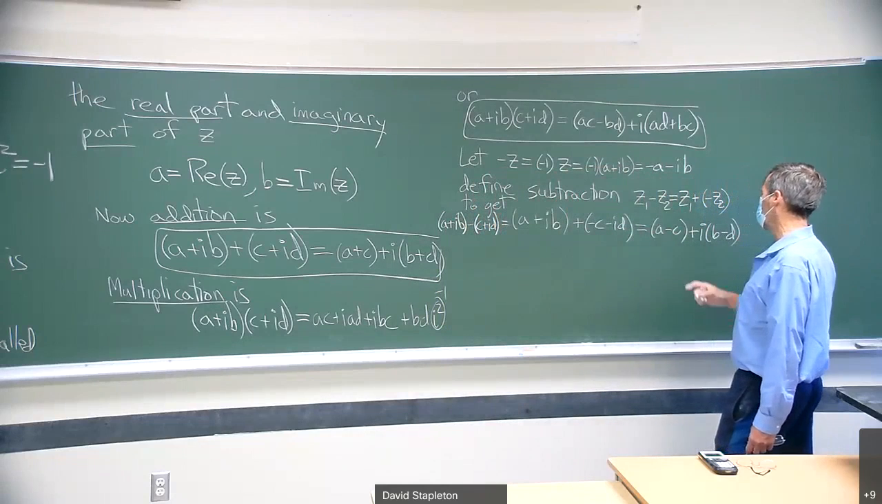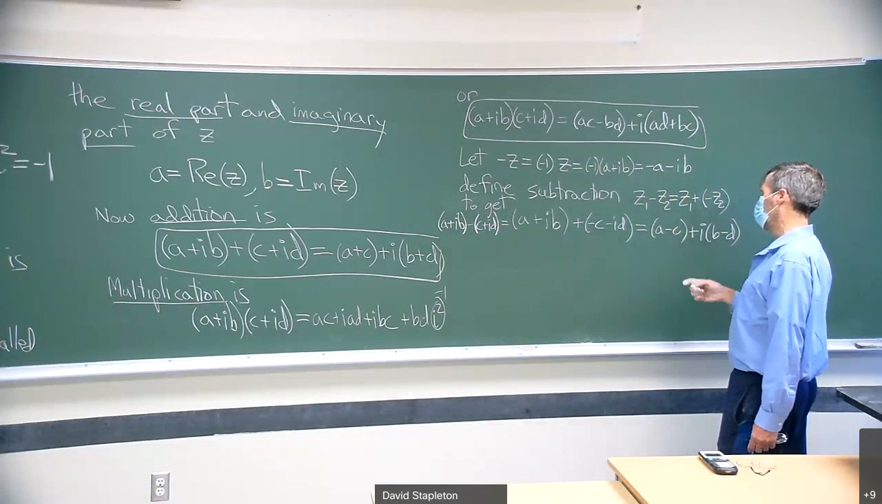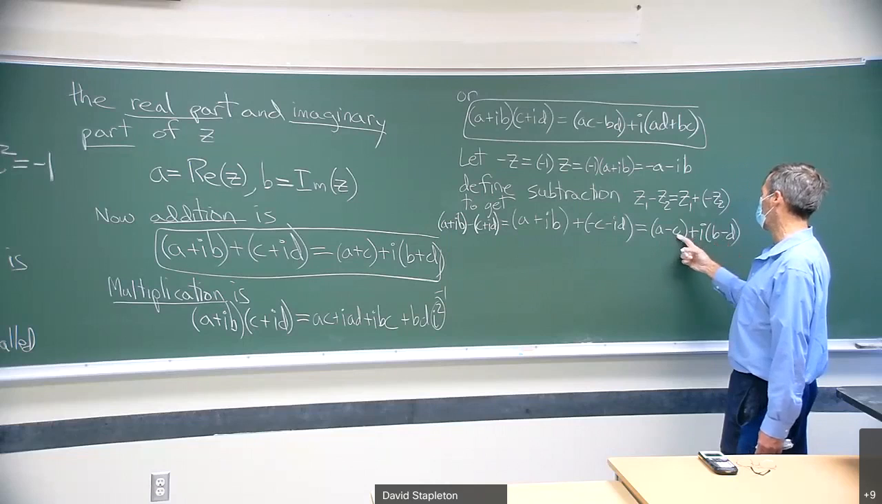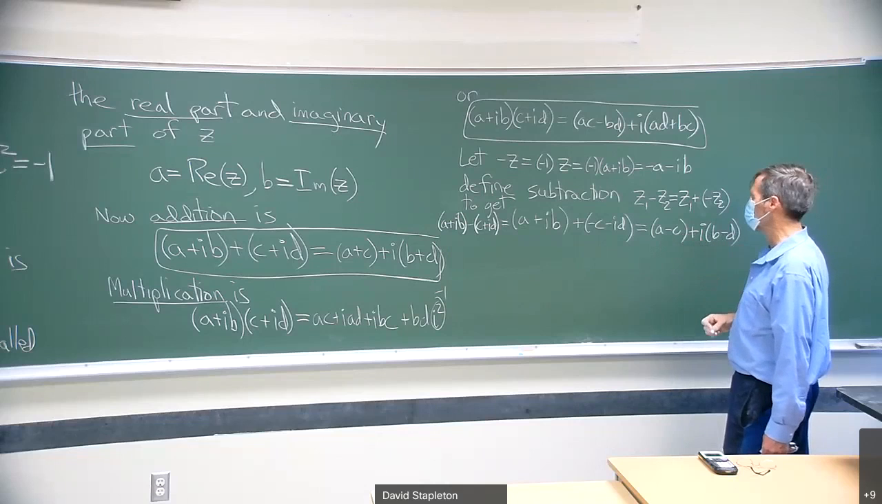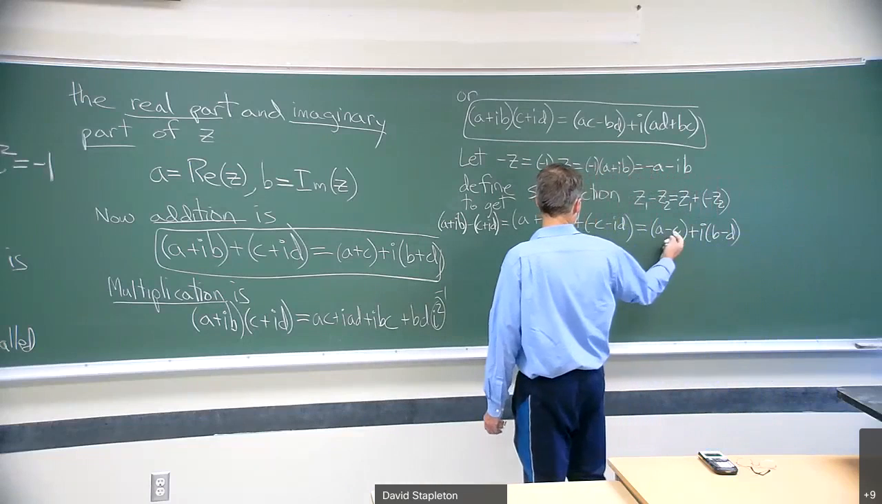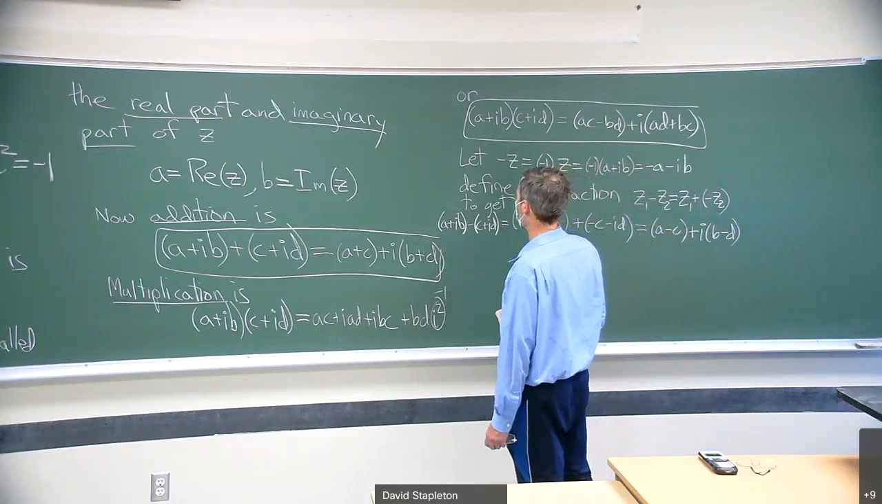And so subtraction is just a and b from the first number and minus c and minus d from the second number. So you just subtract the real parts and imaginary parts respectively.